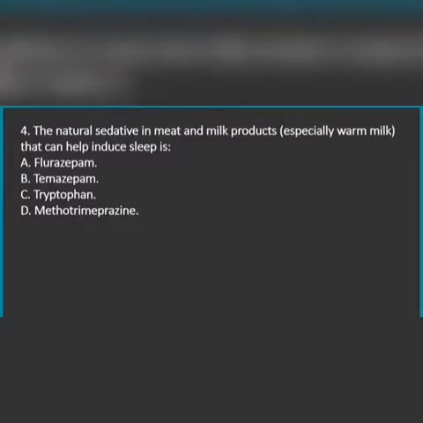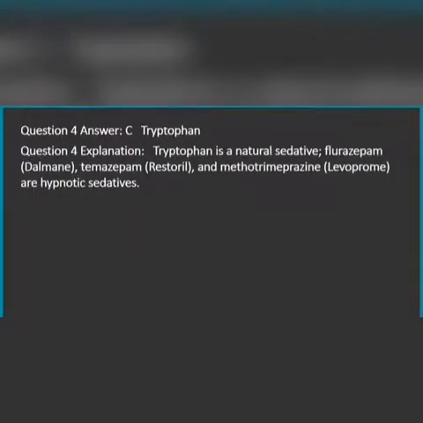Question 4 The natural sedative in meat and milk products, especially warm milk, that can help induce sleep is: A. Flurazepam. B. Temazepam. C. Tryptophan. D. Methotrimeprazine. Question 4 Answer: C. Tryptophan. Question 4 Explanation: Tryptophan is a natural sedative. Flurazepam, Dalmane, temazepam, Restoril, and methotrimeprazine, Levoprome, are hypnotic sedatives.